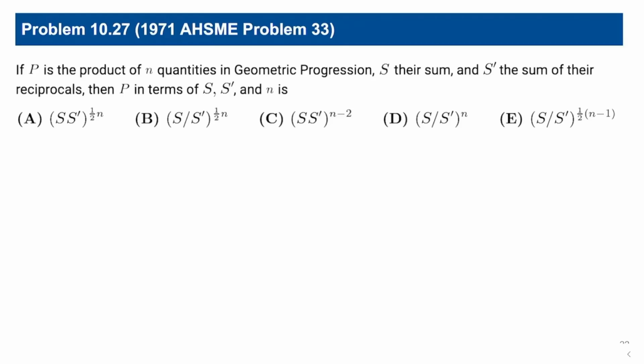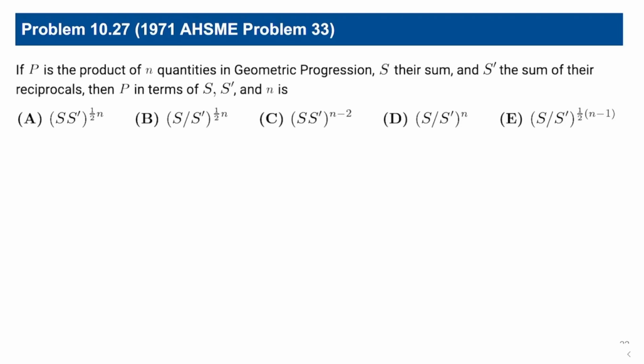Problem 10.27. If P is a product of n quantities in geometric progression, S is their sum, and S prime is the sum of their reciprocals, then P in terms of S, S prime, and n is what? This problem was 1971 AHSME problem 33.